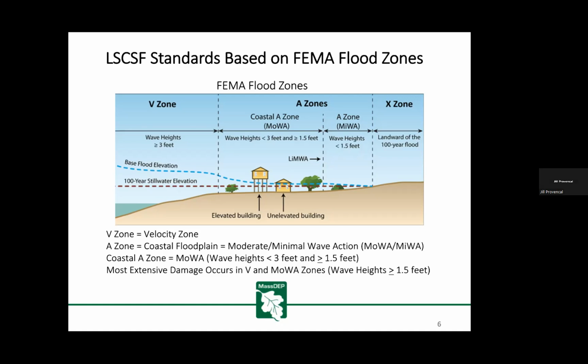Now, please note the complete up-to-date LiMWA lines are only available through the FEMA Flood Map Service Center as part of the National Flood Hazard Layer. They are not shown on MassGIS or other state viewers. And then landward of the MiWA is the X zone, and this area is currently not located within the FEMA 1% chance floodplain.